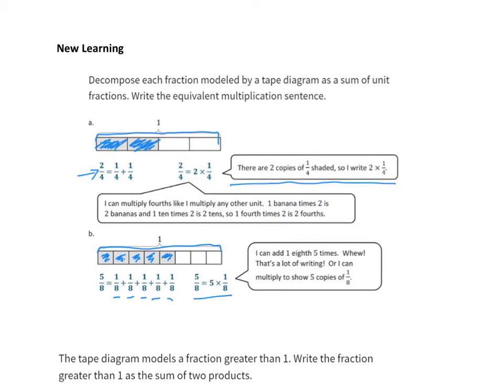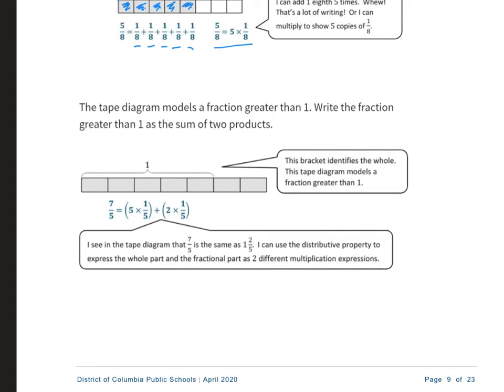Moving on down. Now they've done the same thing, but they show it with a fraction that is greater than 1. Okay, so they showed the fraction 7/5. So I can see that this is the one whole, right? And there are 5 units in there, so that's why 5 is my denominator. But I have 7 total pieces shaded in, so 7/5.